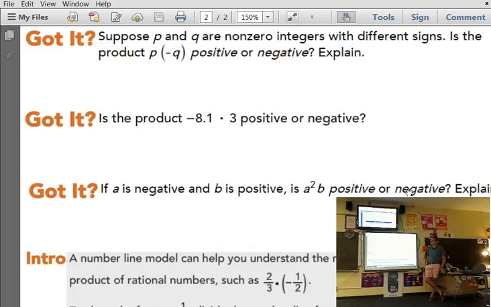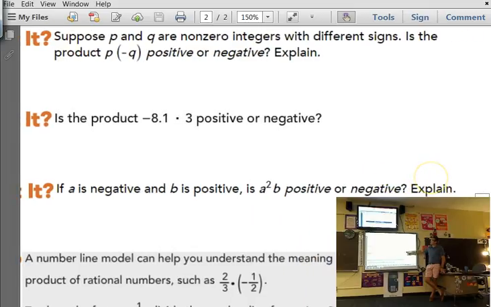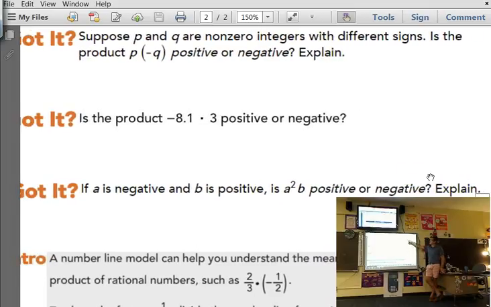Okay. Suppose P and Q are non-zero integers with different signs. What's a non-zero integer? Well, what's an integer? Any whole value, positive or negative, right? Zero counts as an integer, so they're just saying, hey, don't use zero. So they're saying integer that's not zero.